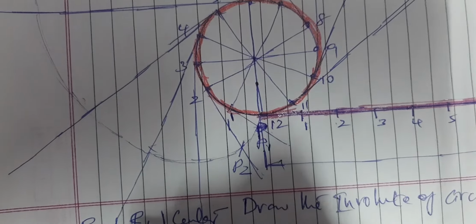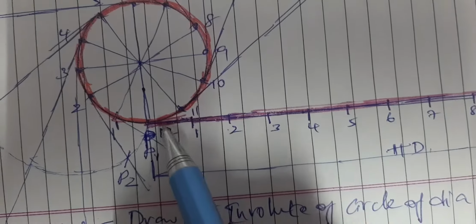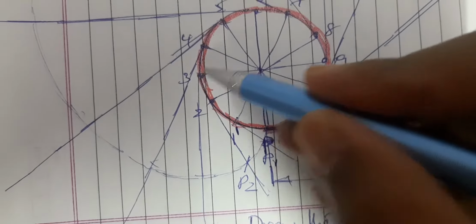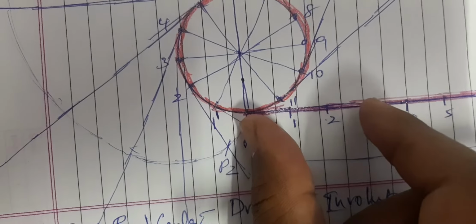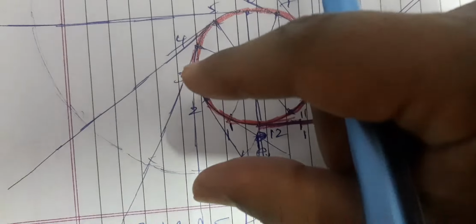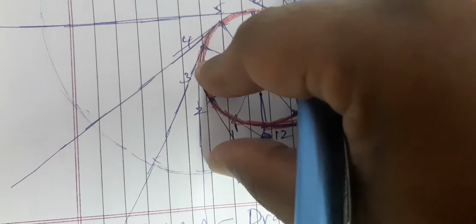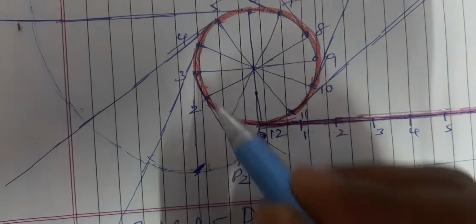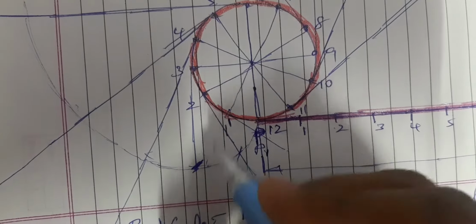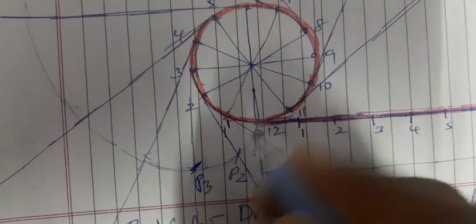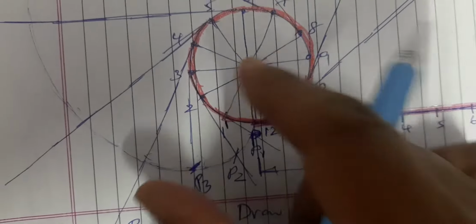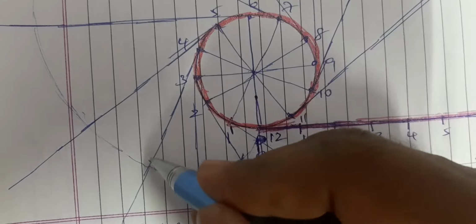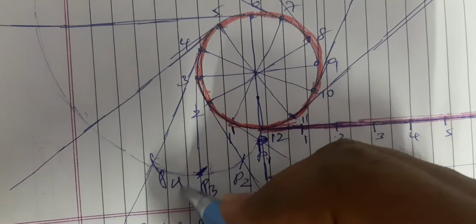Next, take P2 as radius, 2 as center, draw the arc cutting the 90 degrees line at P2. Next, P3 radius, 3 center: you need to take P3 as radius, and next 3 as center, draw the arc to cut the right angle line drawn from 3 at P3. Next, P4 radius, 4 center, arc to cut the 90 degrees line at P4.